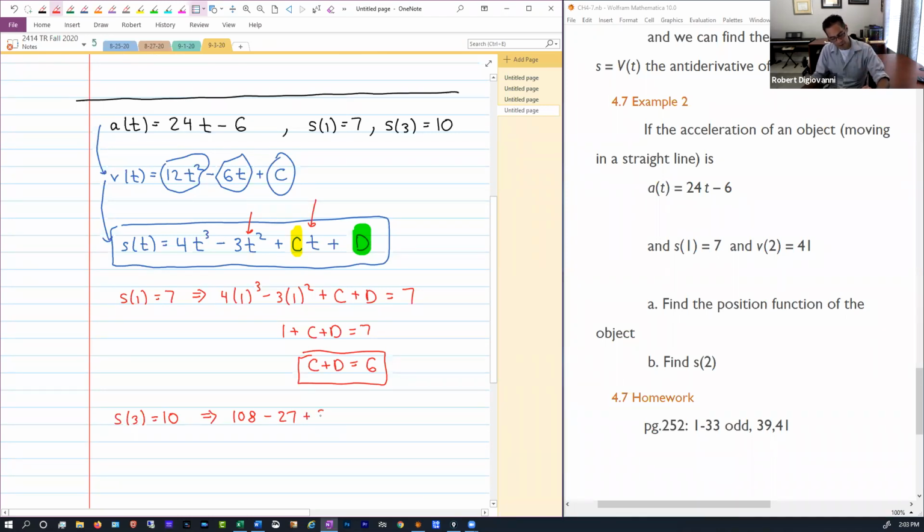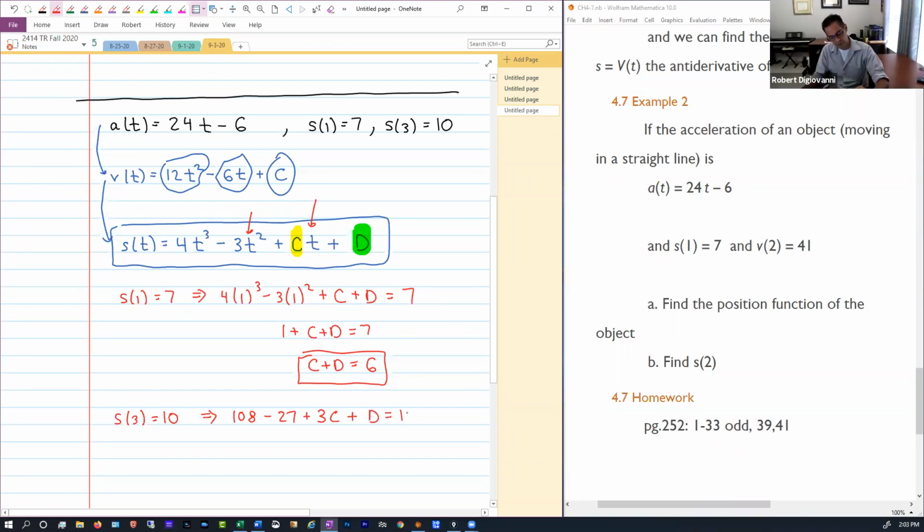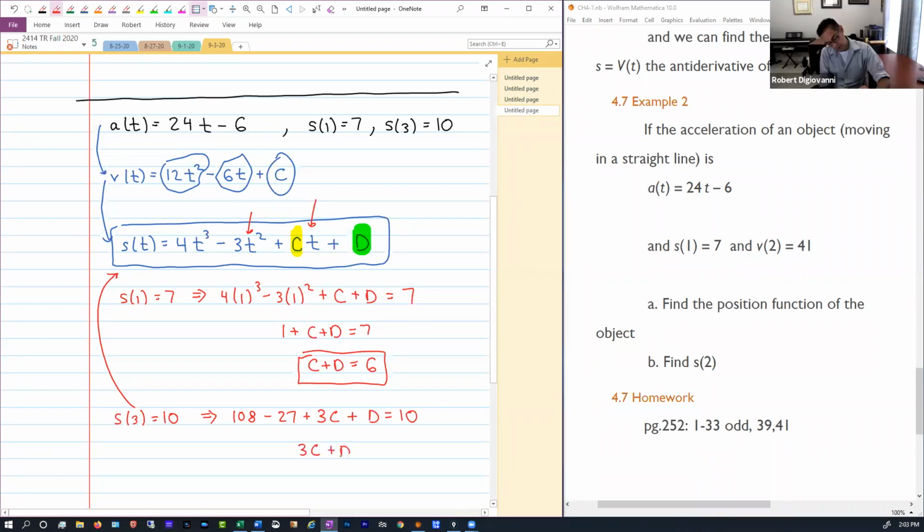Then 3C, oh yeah, the T for the C, plus D must equal 10. Is everyone clear? All I did was plug 3 into that function up there. Let's clean that up. 108 minus 27 is 81, and then you subtract 81 from 10, so you get negative 71. You should get 3C plus D equals negative 71.